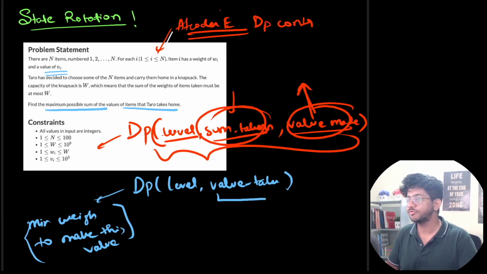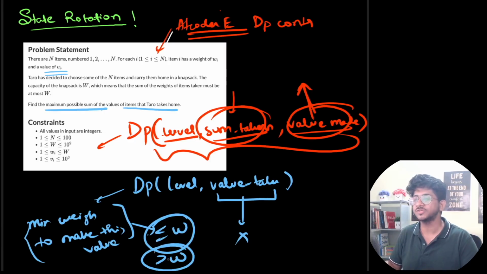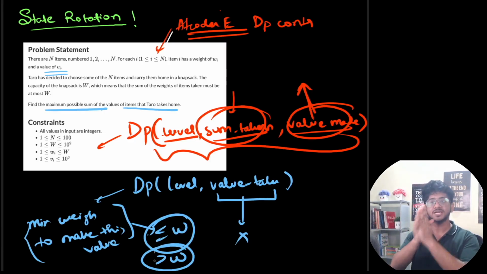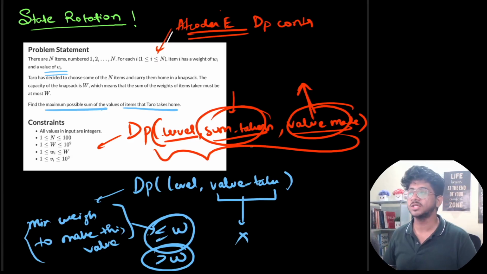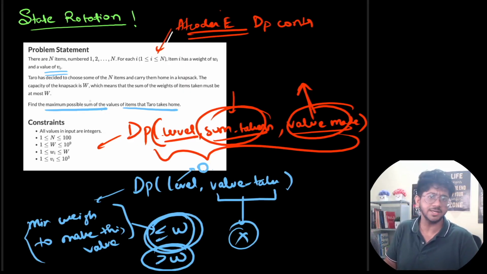If for a certain value taken X, the minimum weight to make this value is less than or equal to W, then it is feasible. If it is greater than W, then it's not feasible. Let's say this level is equal to 0, right? If for a particular X, the minimum weight that the knapsack should have by which you can make this value is less than or equal to W, then we can make it, and or else we cannot.